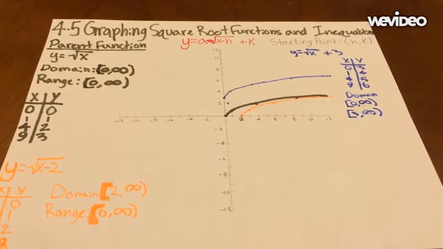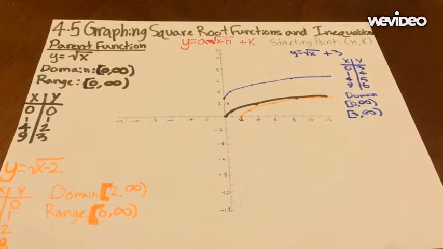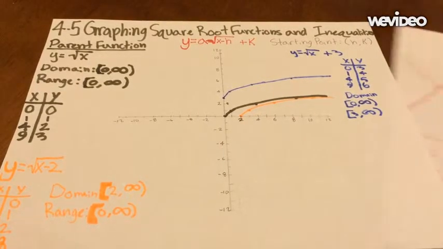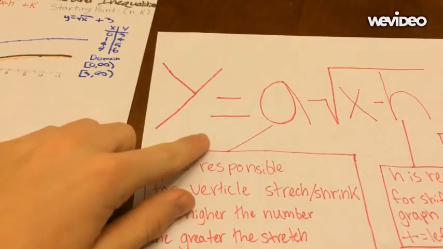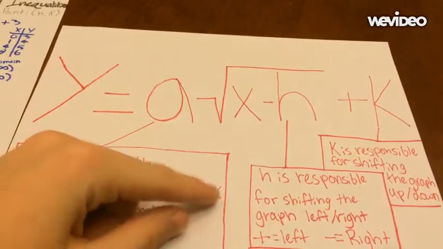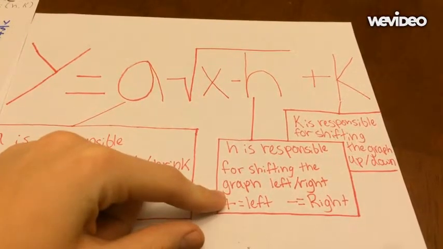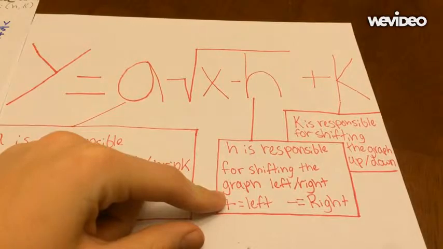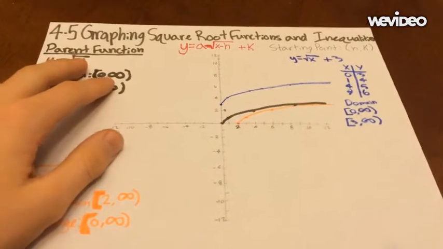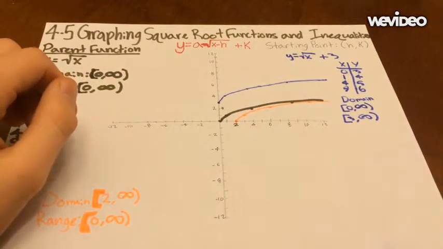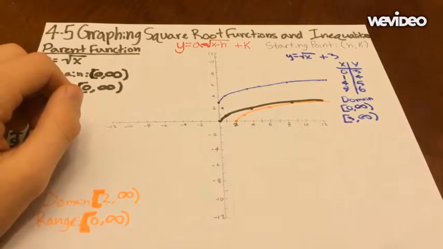All right, guys, so now I've thrown another line up on that graph. This time our equation is y is equal to the square root of x, plus 3. Now we've left the a at 1 again, so remember, it's going to be the same. And we've also changed our h back to 0 this time. This time we have a k, and remember, k is responsible for shifting the graph up or down. Positive numbers go up, negative numbers make it go down. So it's y is equal to the square root of x plus 3.